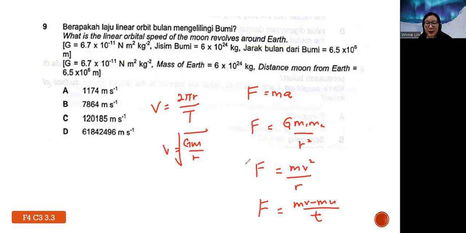What force am I finding? What speed am I finding? So it is linear speed. Linear speed is actually v equals square root of GM over r, or v equals to 2 pi r over T also can.